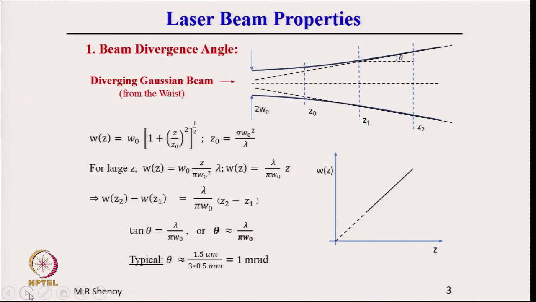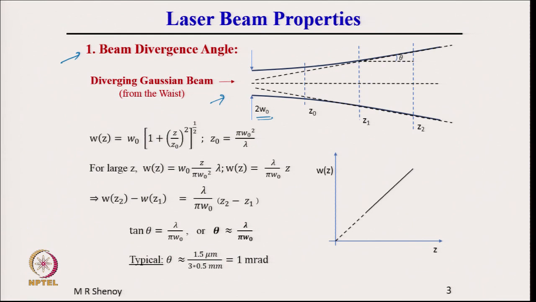Now, let us look today at the laser beam properties. The first one is the beam divergence angle. We briefly discussed this in the last lecture as well. What is shown here is a diverging Gaussian beam, a beam diverging from the waist. This is the waist, where the diameter is 2 times W0.